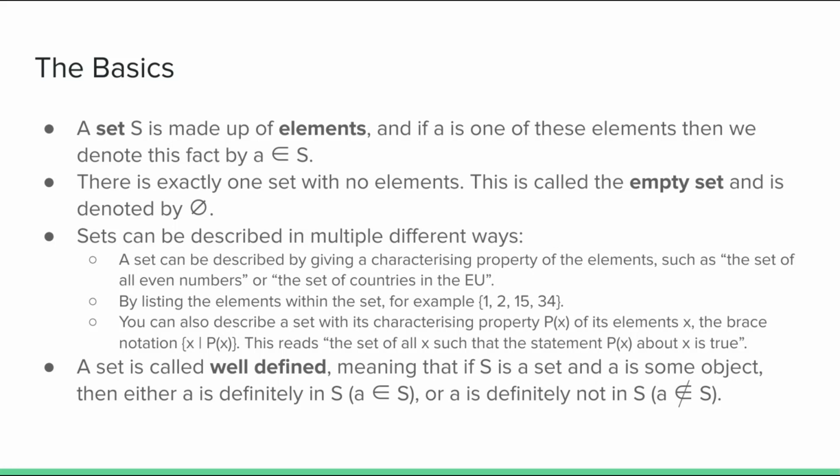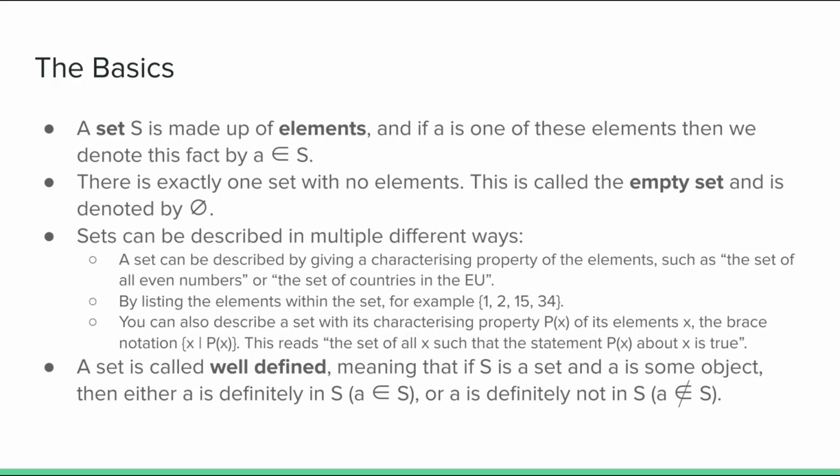Now, there are different ways to describe sets. We can describe one using properties, say the set of all even numbers or the set of countries in the EU. We can do it by listing elements in these squiggly brackets, for example, 1, 2, 15, 34. Or we can use set-builder notation, which combines both: the squiggly brackets, x, and then a condition p of x, which means the set of all x such that the statement p of x about x is true.